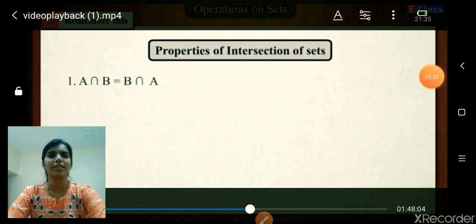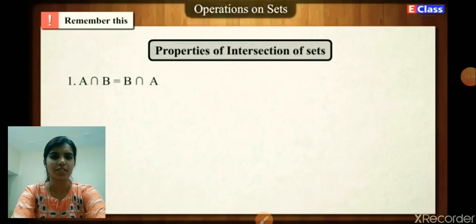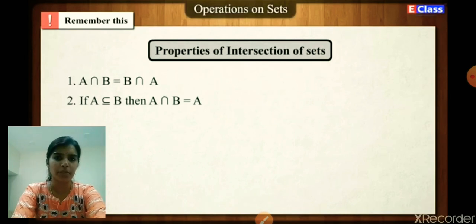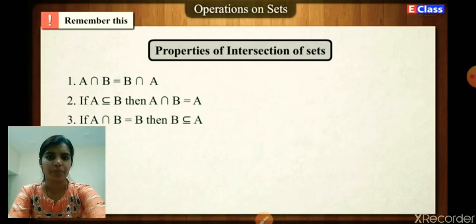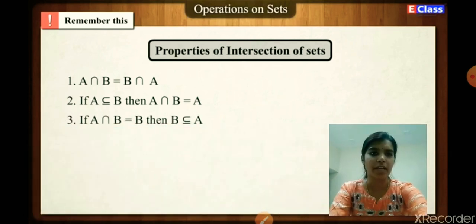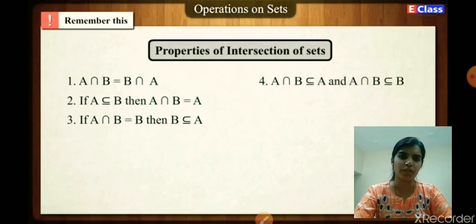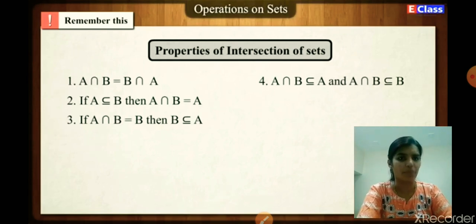Okay, then we will see the properties of an intersection of a set. So first is A intersection B is equal to B intersection A. Second, if A is a subset of B, then A intersection B is equal to A. Third one is if A intersection B is equal to B, then B is a subset of A. Fourth one, A intersection B is a subset of A and A intersection B is a subset of B.